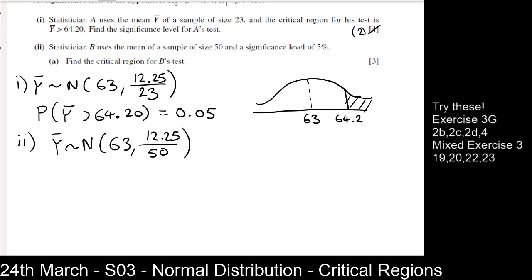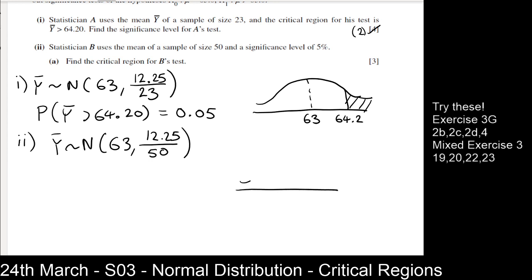So in this case, what I'm doing is actually trying to find the critical region. So this time it's just a one-tailed test. I've already got my hypotheses given to me in the question, so I don't actually have to write them out again like I normally would. So it's just a one-tailed test this time, and I am just looking at an area of 5%.